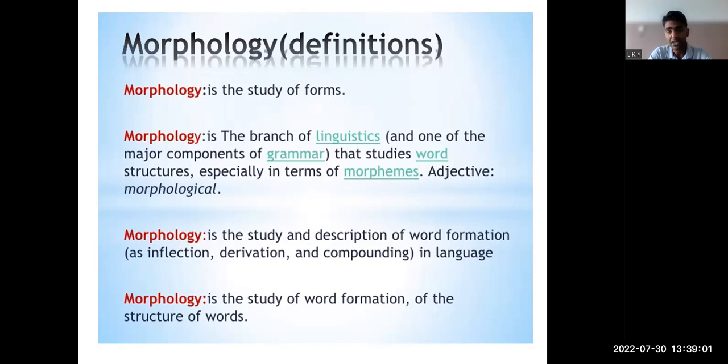Now, some other scholars' definitions. Morphology is the study and description of word formation, such as inflection, derivation, and compounding in language. If we read this definition, morphology is the study of word formation, of the structure of words. If I conclude all these definitions, all focus on the main idea: morphology is the study of words, their forms, and their combinations. All these we are going to learn.